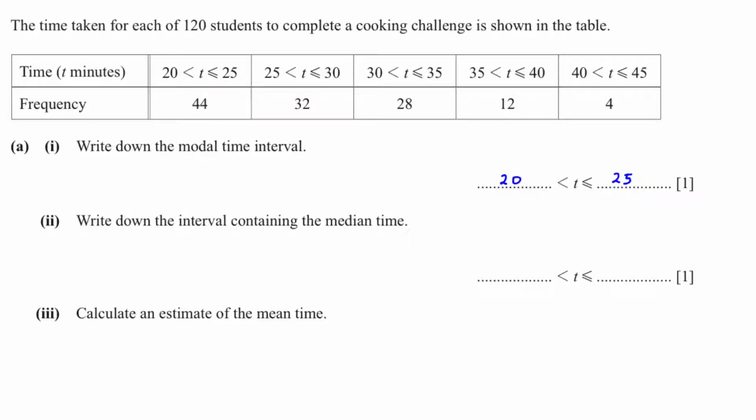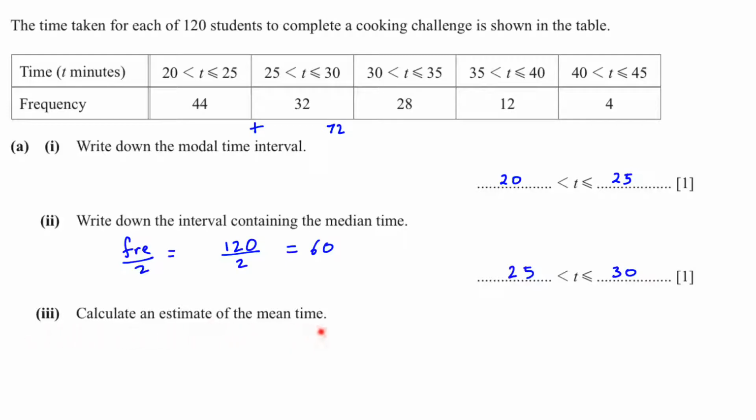So that's your answer. A2, write down the interval containing the median time. To find the median time, take the frequency and divide by 2. You will get 60. 60 is the position of the data that you have to look at. When you add 44 plus 32, you will get 72. So 60 position is going to be in the class width 25 to 30.